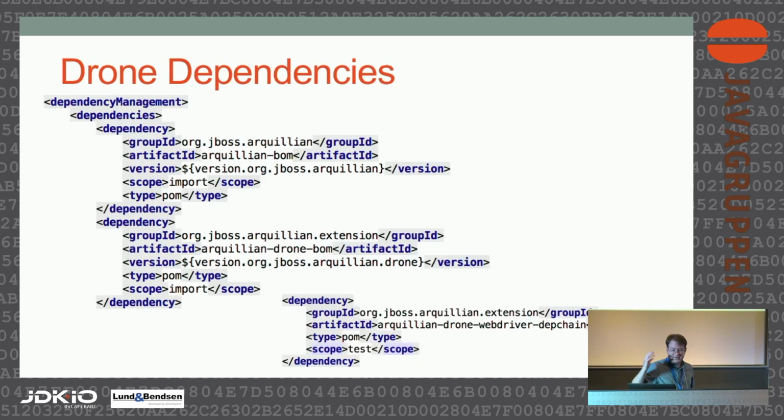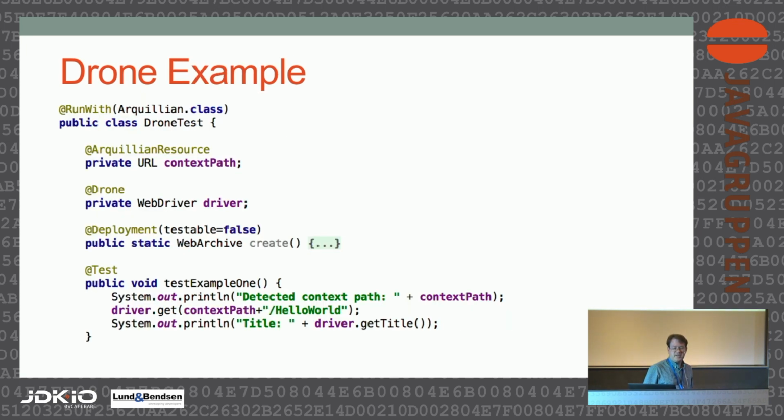The Drone dependencies are fairly straightforward to pull in, the BOM file and then your dependencies. And this is a simple example of Drone, right? In this case, we have this Arquillian resource, so we're getting the context path to our application. We don't have to have that hard-coded everywhere the application is being deployed. So we've got the context path, and then we've got the Selenium WebDriver, which has been injected using the Drone annotation. And we can go ahead and request a page back and check to see what was returned. Depending upon which web browser is being used for the test, it's going to fire up Chrome, request that page, and we're now going to be able to introspect and see what actually came back.